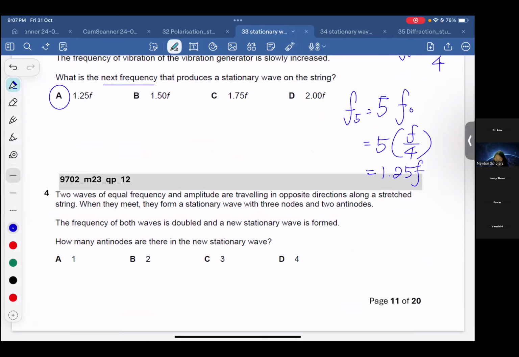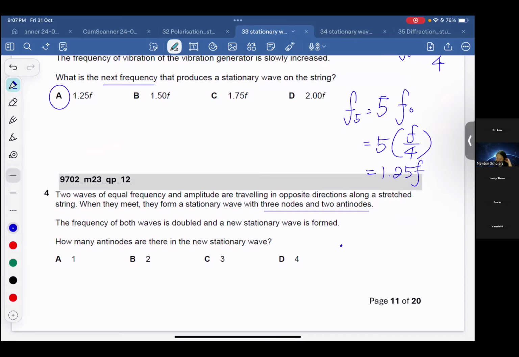Two waves of equal frequency and amplitude traveling in opposite directions. You know, guys, a stationary wave must have the same amplitude. If they are not the same amplitude, you won't be able to cancel out and then move up, down, up, down. So here, they will form a stationary wave with 3 nodes and 2 antinodes.